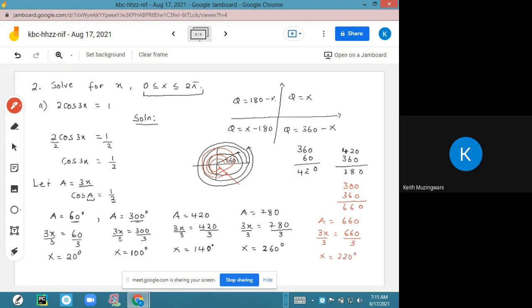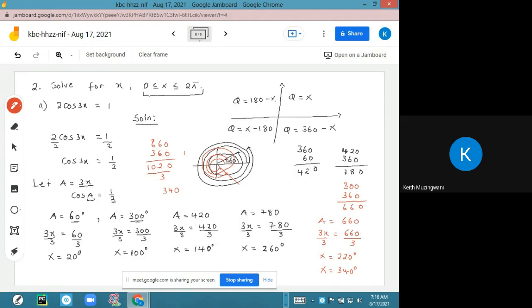220 degrees. Now, it looks like if we add another 360, we'll go to 9. Let's try 660 plus 360. So 660 plus 360: we have 0, 2 carry 1, 9, 10. And then we divide it by 3. We'll have 3 and then 4, 340. So we have another value of x, 340. Still within the required interval.